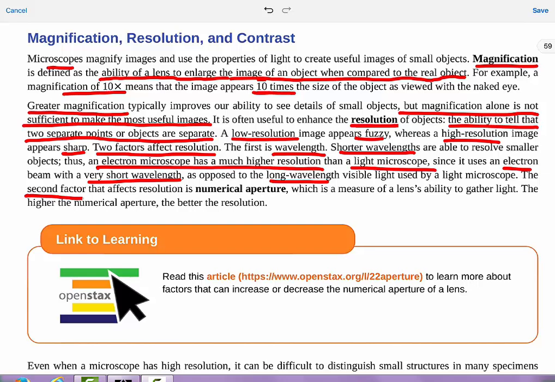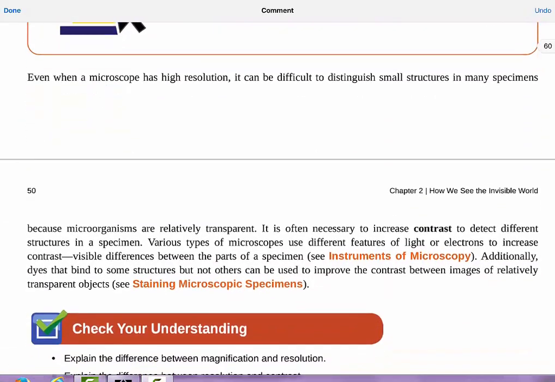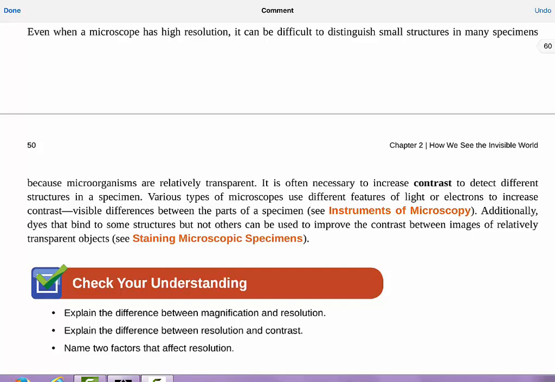The second factor that affects resolution is numerical aperture, which is a measure of a lens's ability to gather light. So the higher the numerical aperture, the better the resolution. The more light it can gather, the better the ability to distinguish between two separate things, the higher the resolution. So you can imagine the shorter the wavelength and the more light that you can gather, the better of an image you can see, more detail and smaller image.